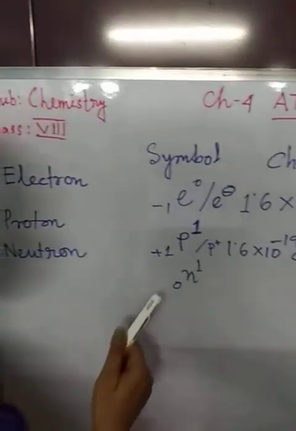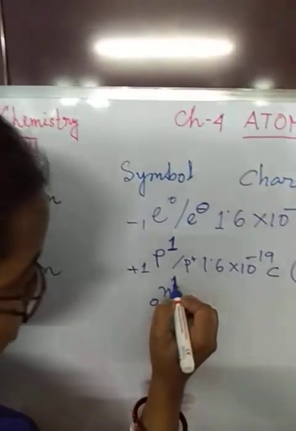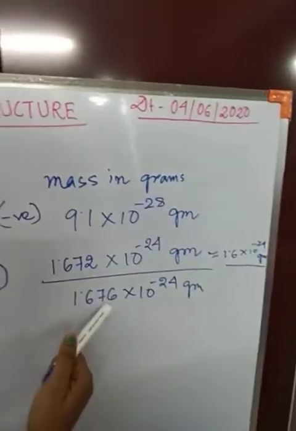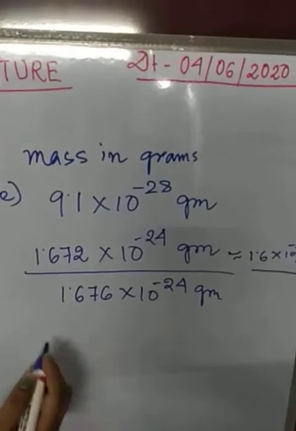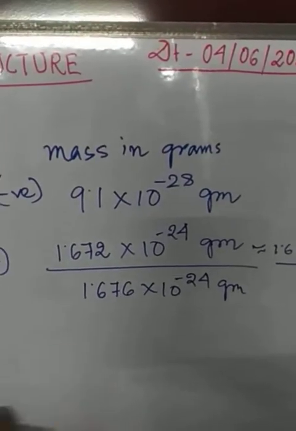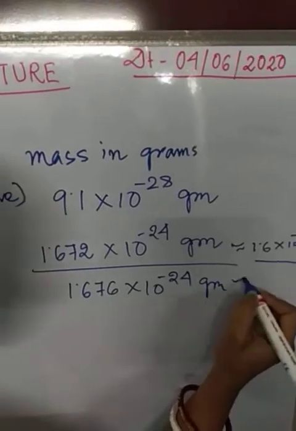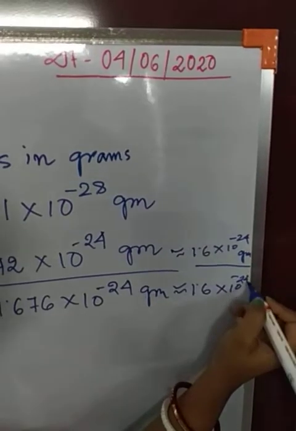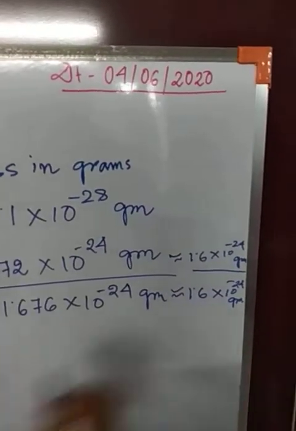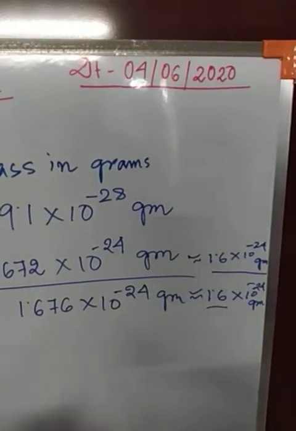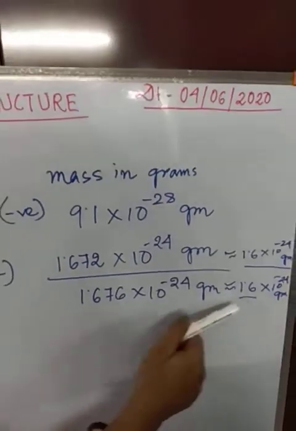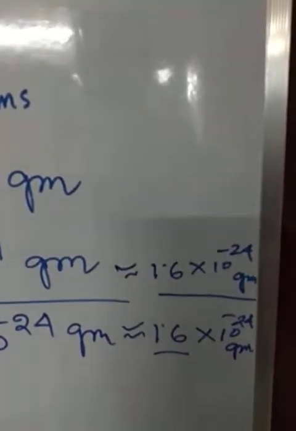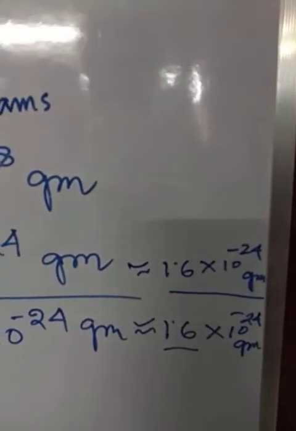Now come to the neutron. It has 1 unit of mass, just like the proton. It has slightly more mass than the proton, 1.676 into 10 to the minus 24 gram, which again can be taken as almost the same as that of the proton, just a little bit more. So we can write this as 1.6 into 10 to the minus 24 gram. This is the unit mass of a particle, and for the neutron also we take it as 1.